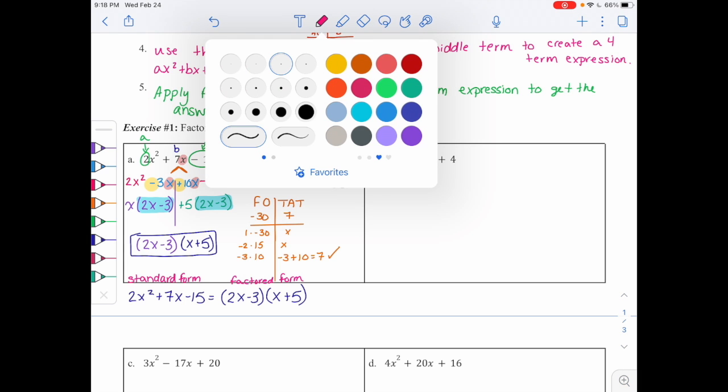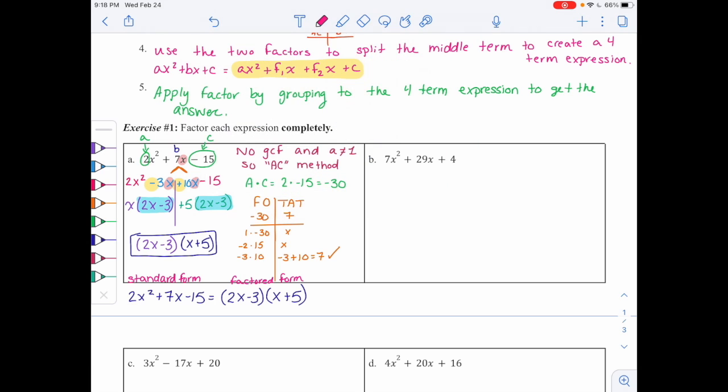So for B, I keep clicking up there to get my pens and I forget that I have them favorited over here. Sorry guys.